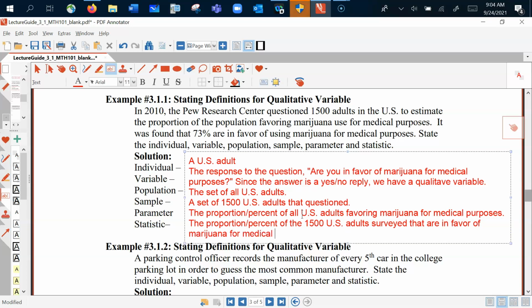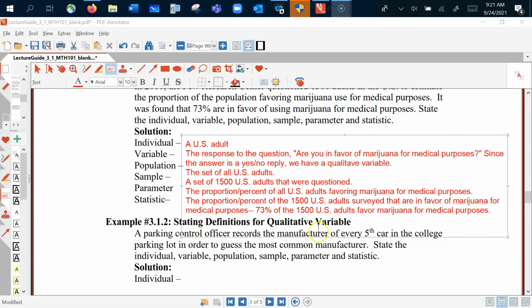for medical purposes. Now, in this particular study, we in fact have that actual statistic. The statistic is 73% of the 1,500 U.S. adults favor marijuana for medical purposes. All right, to clean this up so you can see it now.